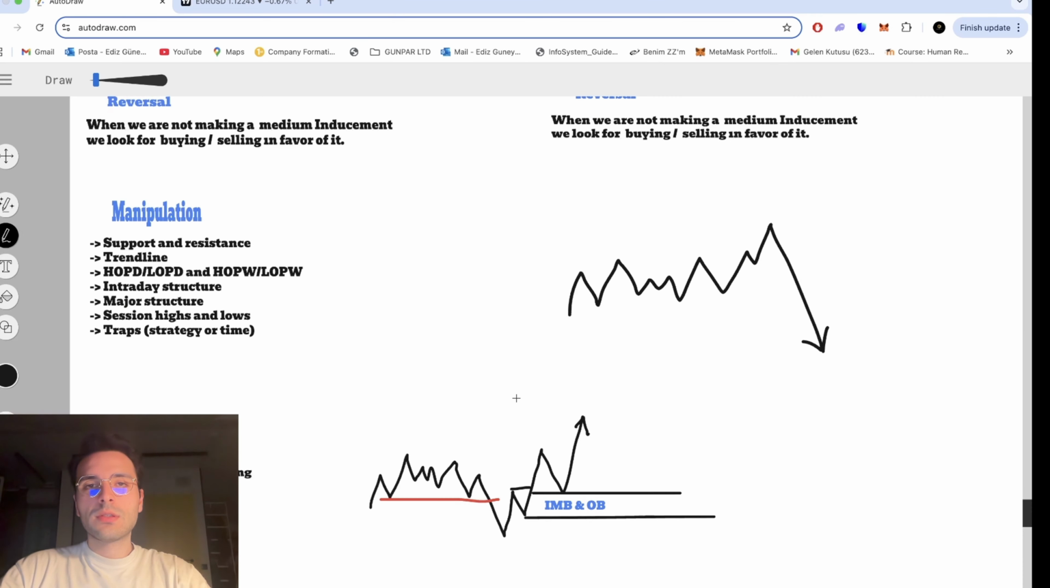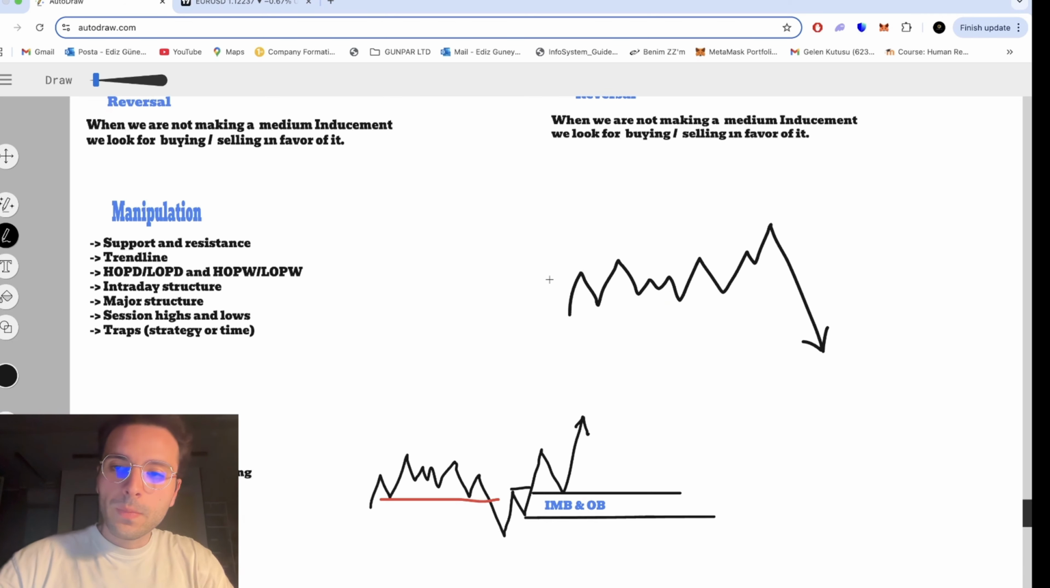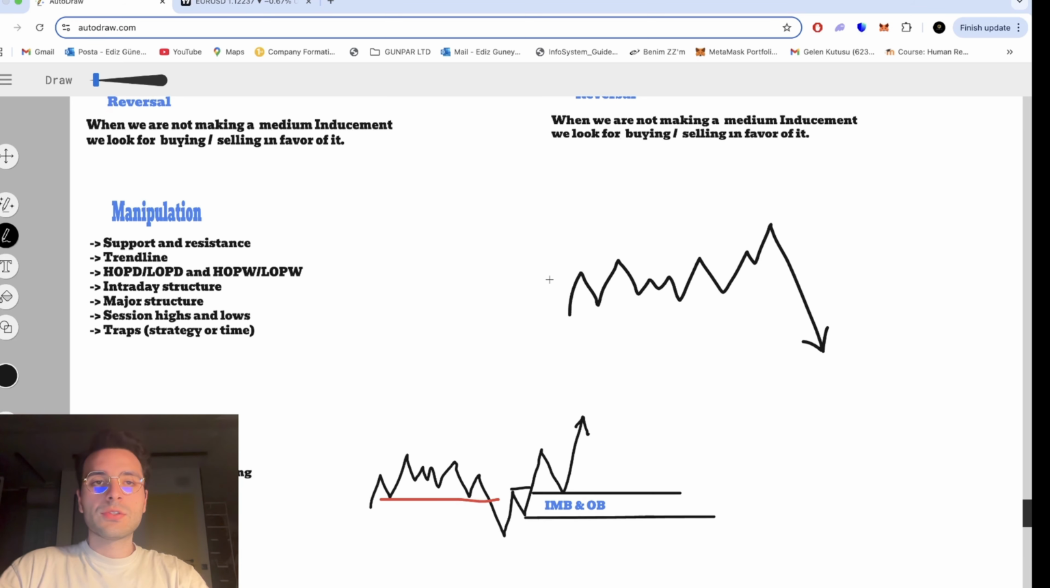In this part, I will try to show you how the manipulation is made by the market. Let's say we are inside of an Asia session and it makes its move. What kind of traders do we have in the market? Support and resistance, trend line, intraday structure, major structure, etc. Now I'm going to be analyzing inside of this arrow and show you how people are getting stopped out.